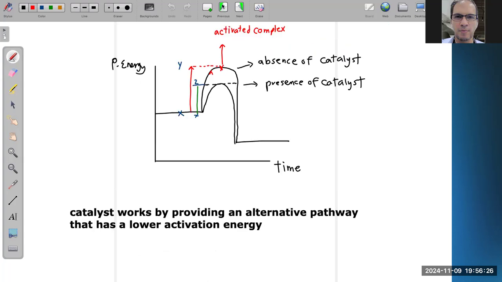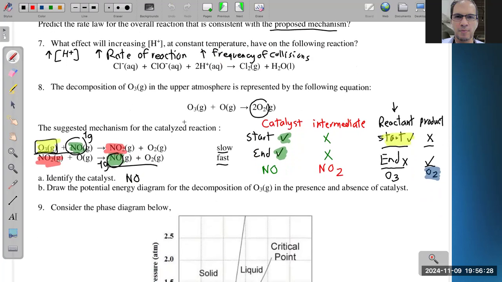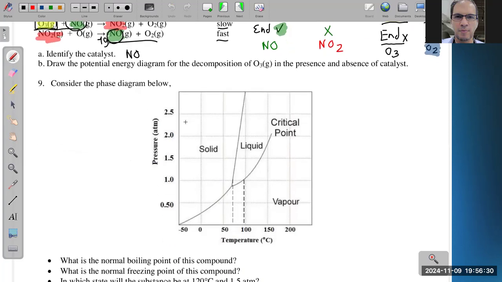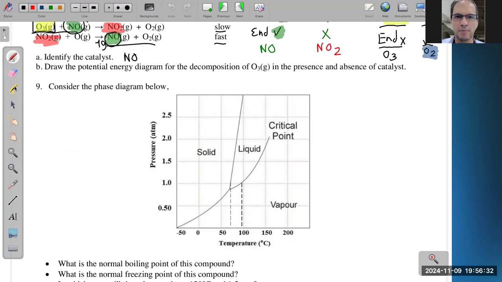The next question is asking, where were we? Consider the phase diagram below. This is the phase diagram. Just to remind you, this is the place where there is the solid phase. This is the place where there is a liquid phase. And this is the vapor phase or the gas phase.